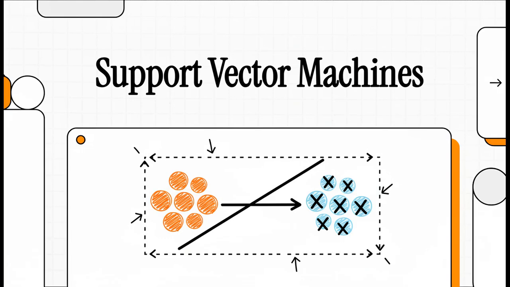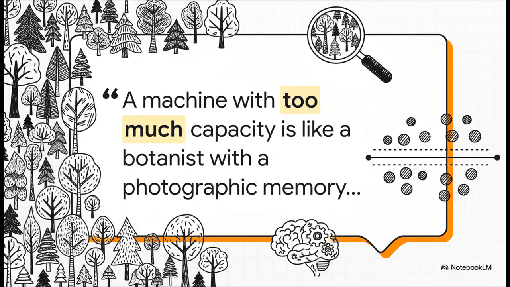Today we're jumping into one of machine learning's most elegant and honestly powerful ideas, the support vector machine, or SVM for short. At its core, it's all about one thing: finding the absolute smartest way to draw a line. Okay, let's start with a bit of a puzzle.